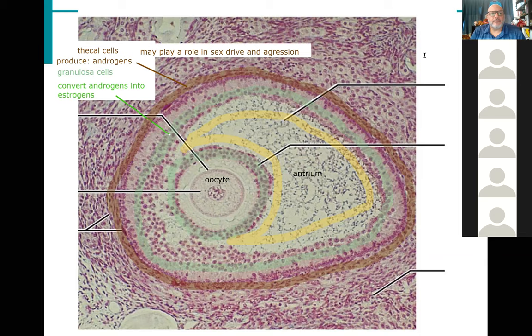I have a question. I'm sorry? I have a question. I have an answer. I'm looking on the histology list, and it doesn't mention any antrum, but it says about corpus luteum, or about ovaries. Hold on, I haven't looked at it in a while. Let me take a peek.